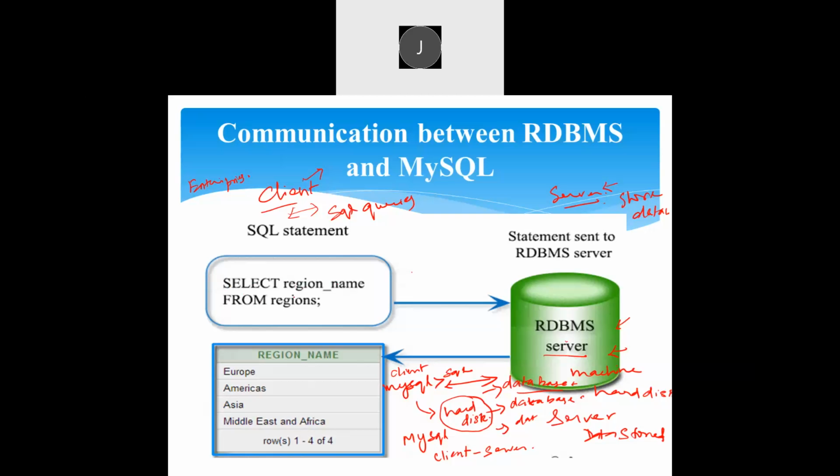That's what they have written here: select region name from the region. The region is the table name, and this table is stored in the server. The client gives the query to the server and the server gives the information, the region names like Europe, America, Asia, Middle East and Africa, likewise all the information. Okay, guys, client server, is it clear?